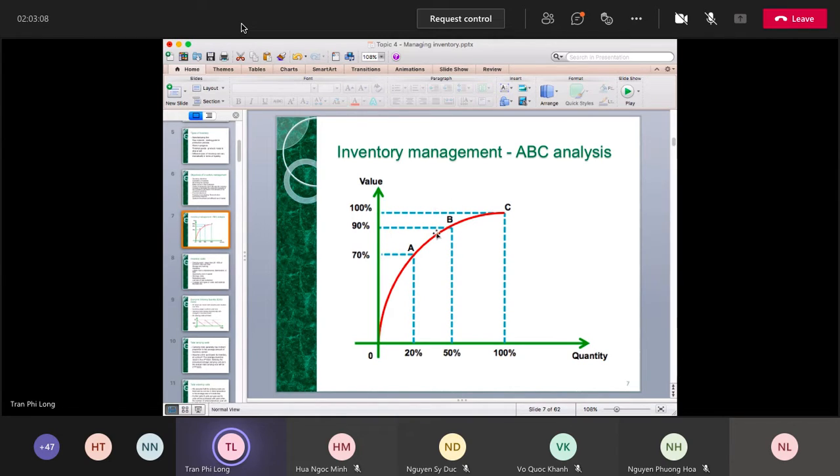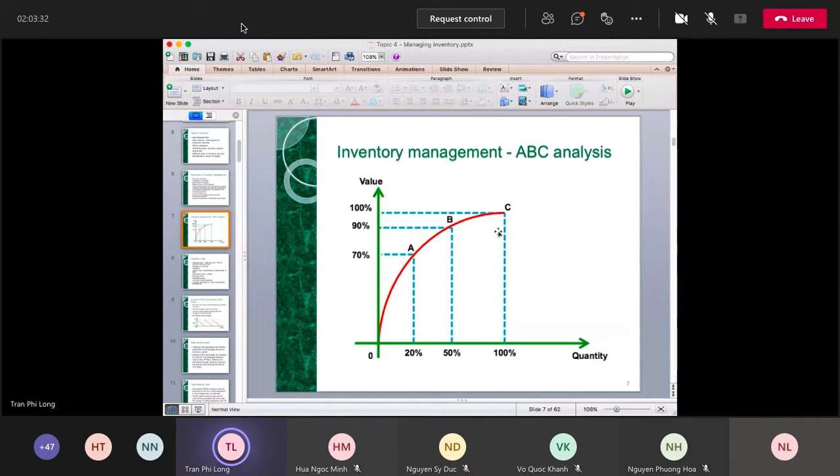For inventory B, the quantity will be around 30% of the total quantity. However, the value of inventory B is just around 20% of the total value. And for inventory C, the quantity will be 50%.